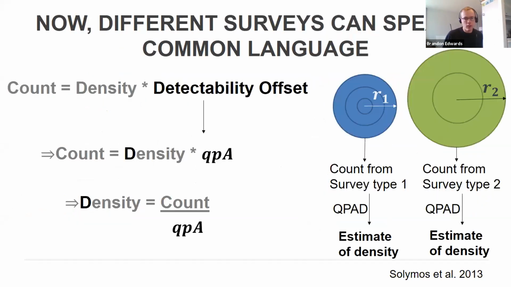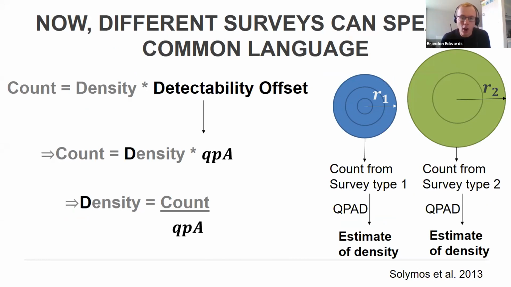So can you go to the next slide? And now we actually have a method of calculating this sort of mysterious detectability function or offset, which means that now we actually have a way of calculating true density at a given survey site. So with the QPAD estimate, the detectability offset is just given by the product of the availability and the perceptibility and the area. And so we can sub that into our original equation there.